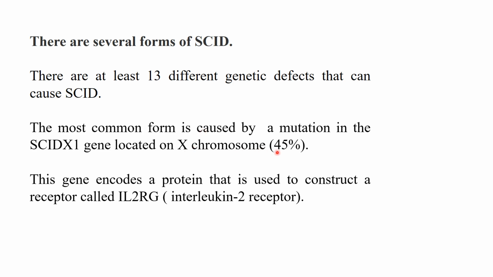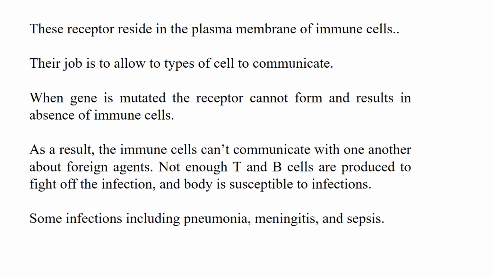45% जो SCID है, it is caused due to the mutation in the SCID X1 gene located on the X chromosome. This gene encodes a protein that is used to construct a receptor called interleukin 2 receptor, IL2RG, that is interleukin 2 receptor को कोड करता है ये प्रोटीन. IL2RG gene, that is interleukin 2 receptor protein, produce करता है, present on the X chromosome.